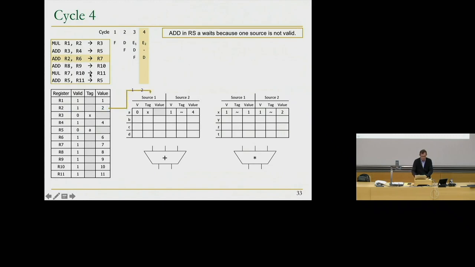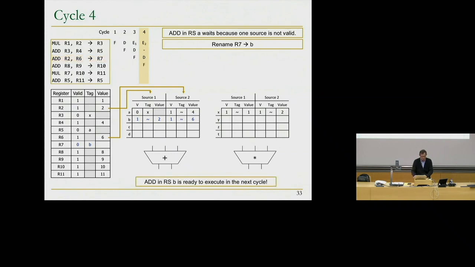Now if you go read R2, you will find that it's valid. Its value is 2, great. If you read R6, you will also find that it's valid, and its value is 6. So in the next cycle, this should be able to execute. And we also rename the destination register R7 to the reservation station entry ID that we put this instruction into. So R7 gets renamed to B. It's going to be produced by the instruction that we just put into B from now on.